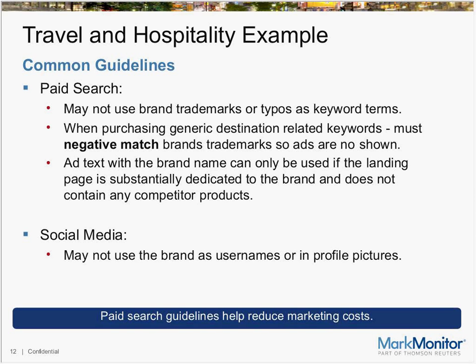So that's the first line, and then the second line, which is when purchasing generic destination-related keywords, a lot of times the brand should require a negative match on those trademarks so that those ads are not shown. And a negative match simply means that if I'm doing a search for the brand, cruises to the Bahamas, then that OTA's ad should not be shown. Because the brand is in there, I don't want those ads to be shown, because that's what the negative match will do.